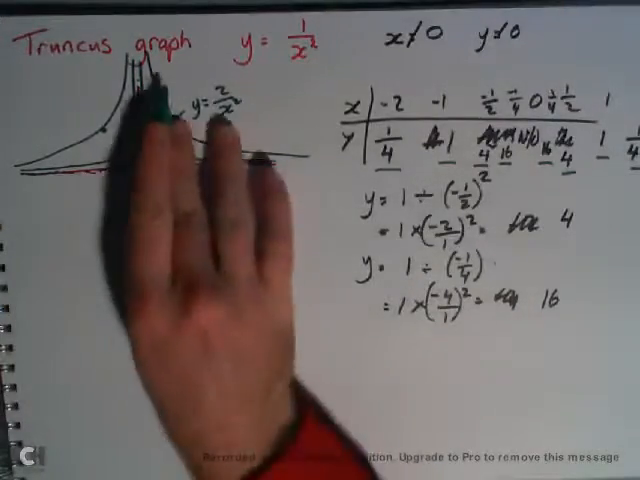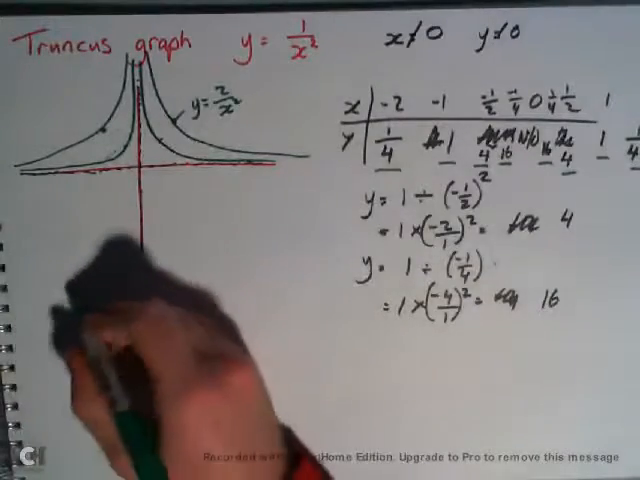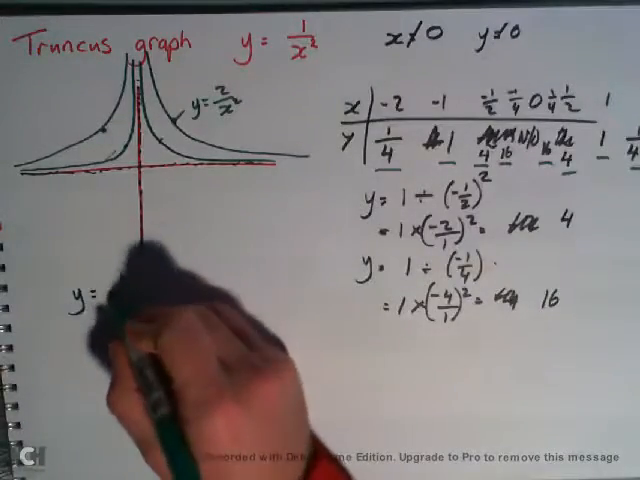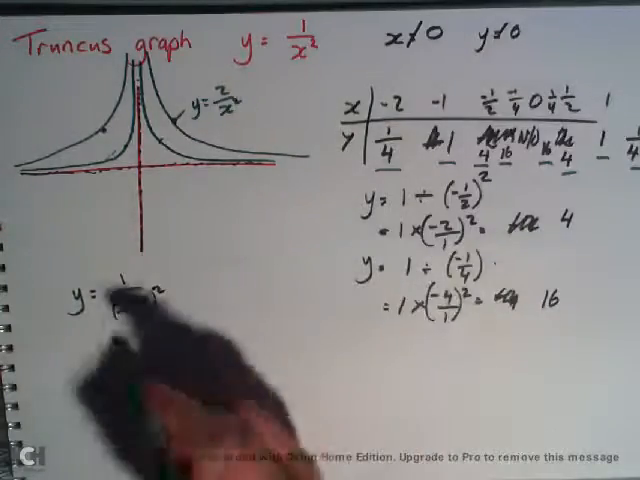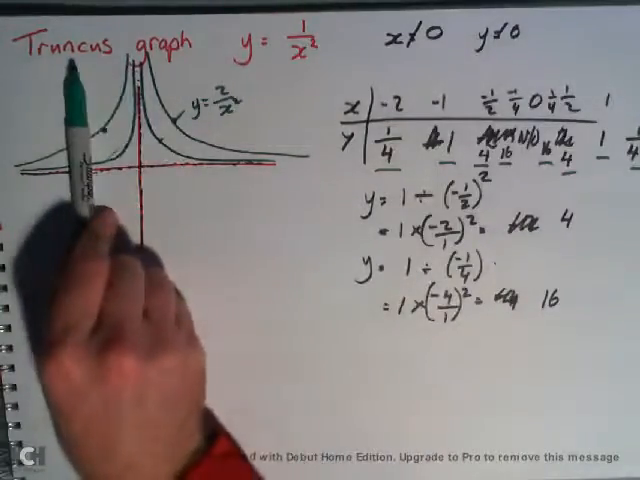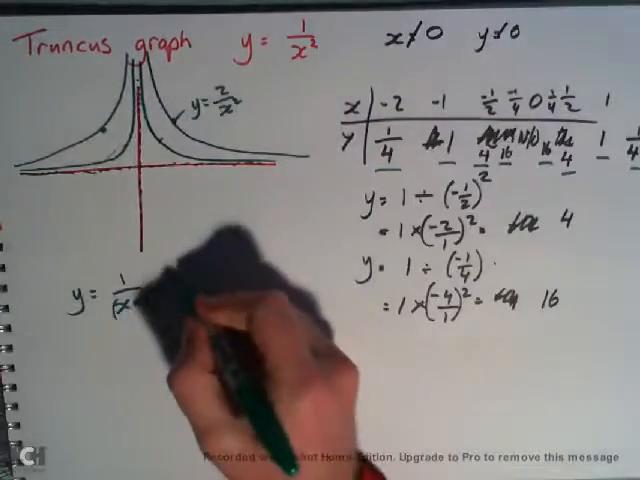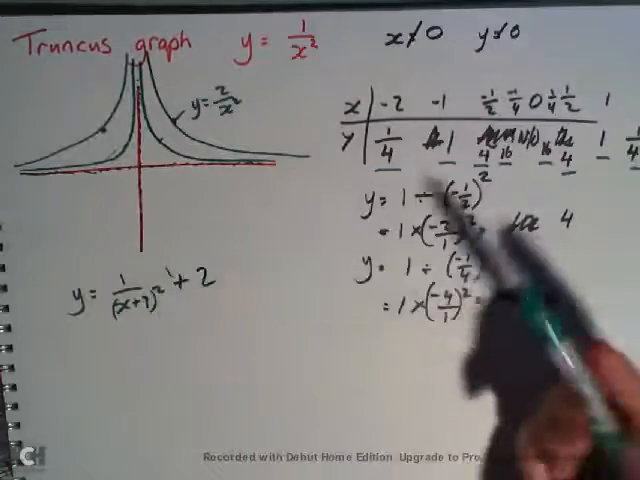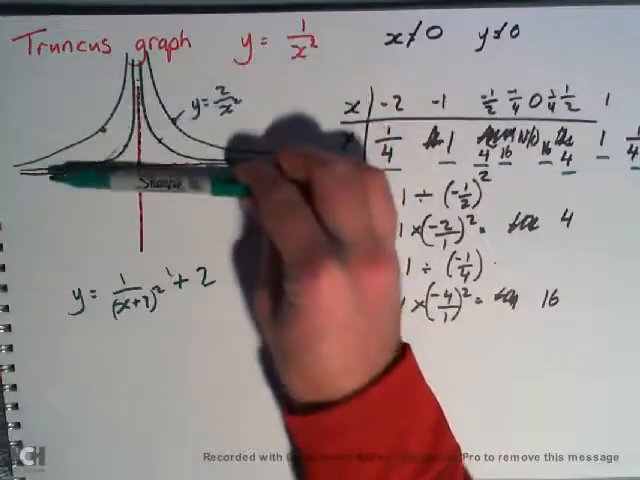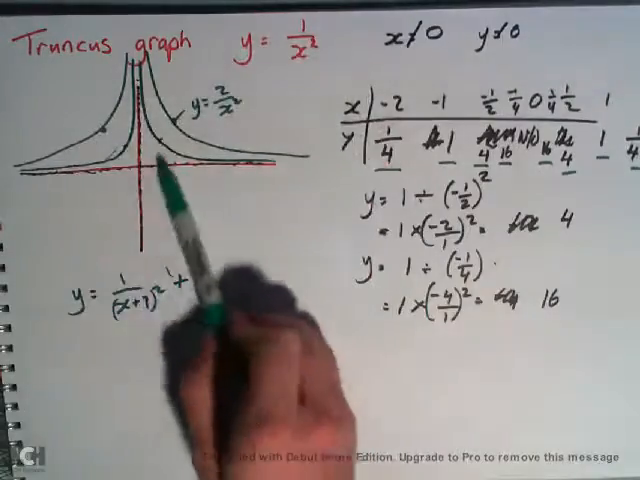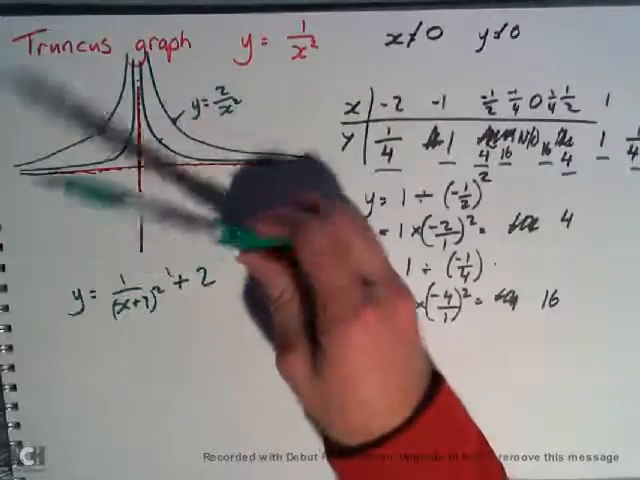Now, again, we've got two asymptotes. If we had something that moved it to the left or right, y equals 1 over x plus 1 squared, we'd move this graph to the left 1. Again, the opposite of it. And if we had a plus 2 on the end, for example, we move it up. So inside the brackets would move it left or right, outside moves it up and down.